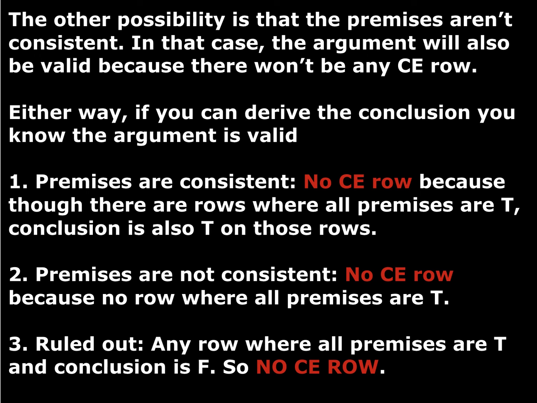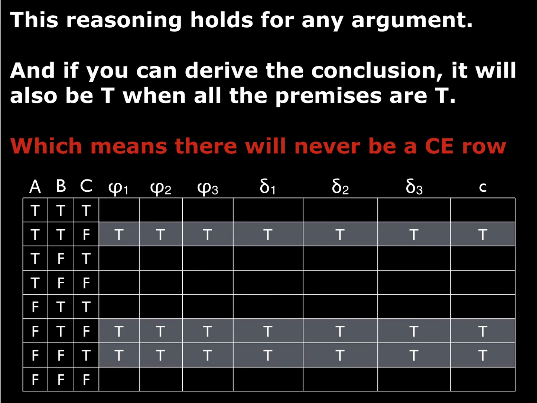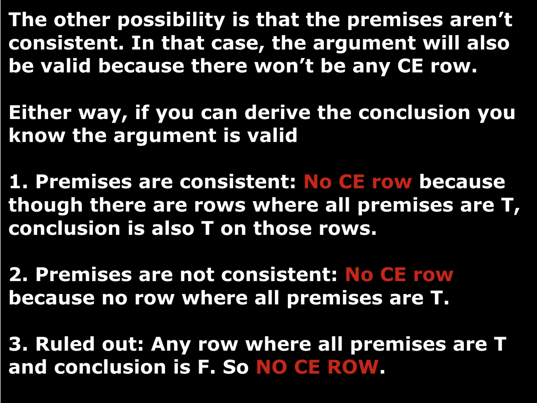Now you might wonder, hey, what if there's no row, right? What if I did the truth table for the premises here and they were inconsistent, right? Suppose there's no row where they're all true. So there weren't any gray rows here, right? Remember what inconsistent means. Statements are inconsistent if there's no row where they're all true. Suppose your premises are inconsistent. What does that mean? Well, you're still fine, right? If you can derive the conclusion, the argument's still valid.